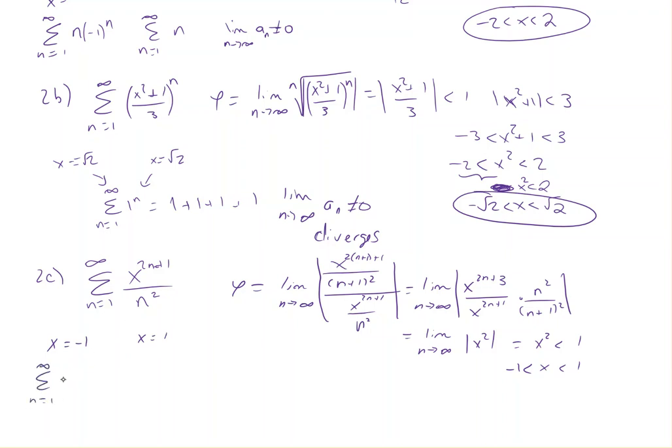Well, we get negative 1 to the 2n plus 1 all over n squared. And here we have just 1, right? 1 to the 2n plus 1 is just 1, so just 1 over n squared. Oh, look at this, folks. 1 over n squared has a p that equals 2, which is greater than 1. So by the p-test, this converges. It's about time, right?